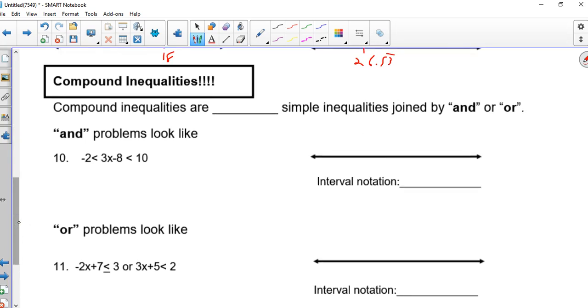Okay, compound inequalities. Last thing we're covering. Compound inequalities are two simple inequalities joined by an and or an or. And problems look like this, where it's in between. Sorry, they're walking in on the roof.